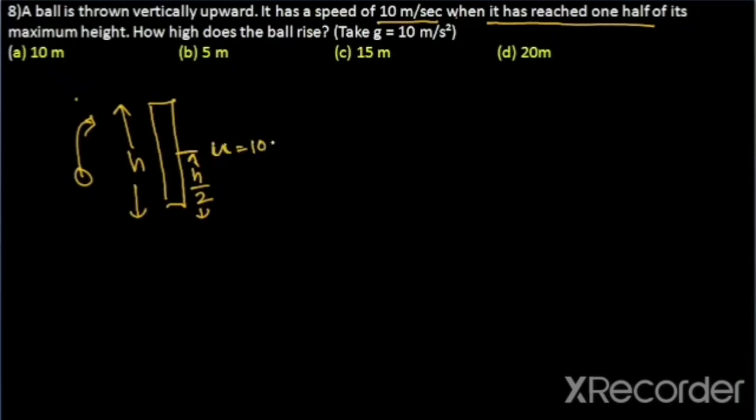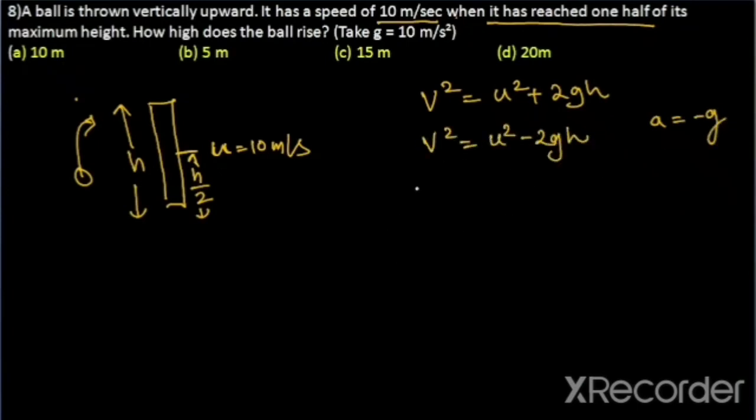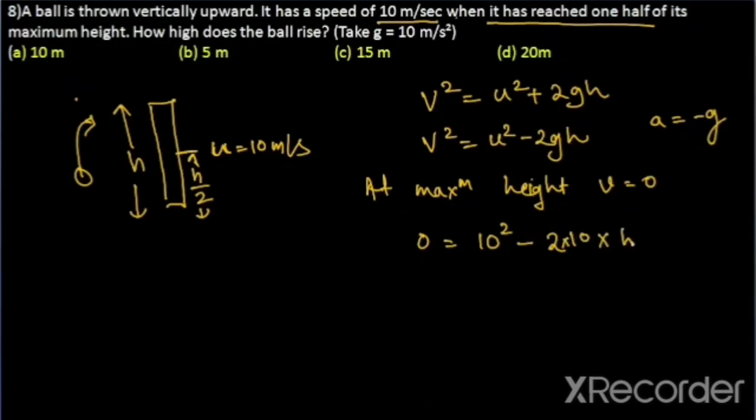Here the u is 10 meter per second. So we know v square is equal to u square plus 2gh. Where the ball is thrown vertically upward, acceleration is equal to minus g. So v square is equal to u square minus 2gh. Now at maximum height, v is equal to 0. So this equation becomes 0 is equal to 10 square minus 2 into 10 into h by 2.